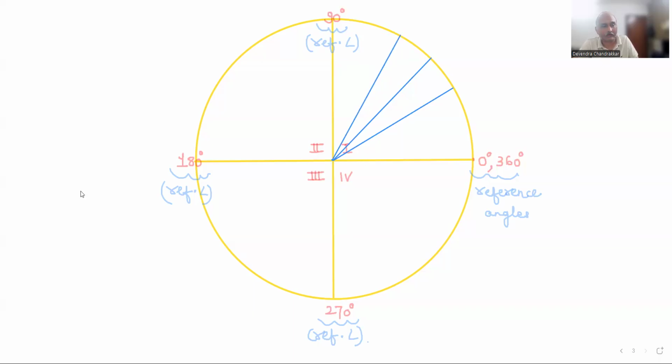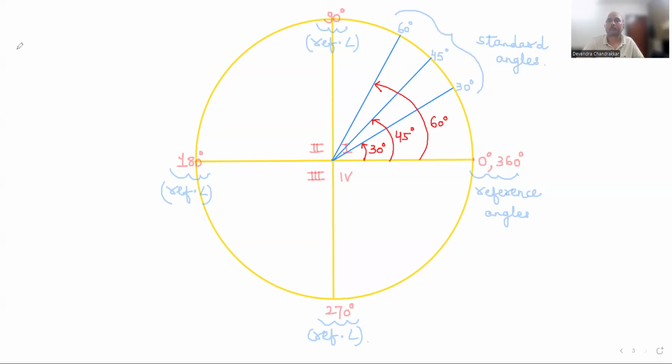So here, this angle is 30 degrees, the first standard angle of the first quadrant. Second standard angle is 45 degrees. And the next one is 60 degrees, right? So I rewrite it here: 30 degrees, 45 degrees, and 60 degrees. These are the standard angles. I hope all of you are clear in this. Yes or no? Yes, sir. Good.